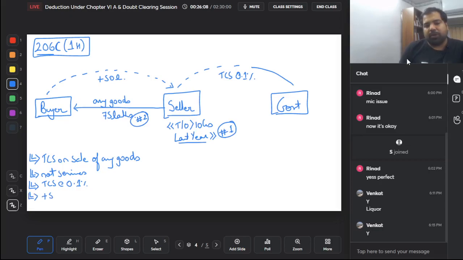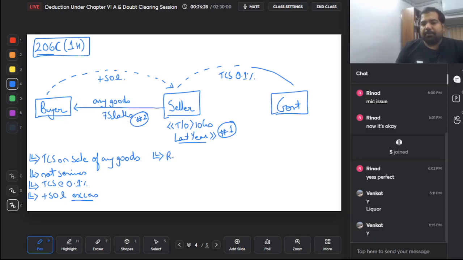On amounts more than 50 lakhs, yes, only on the excess. Till now, again in TCS also, guys, it was on the entire amount; only on this it is on the excess. TCS at 0.1%, more than 50 lakhs, on the excess.